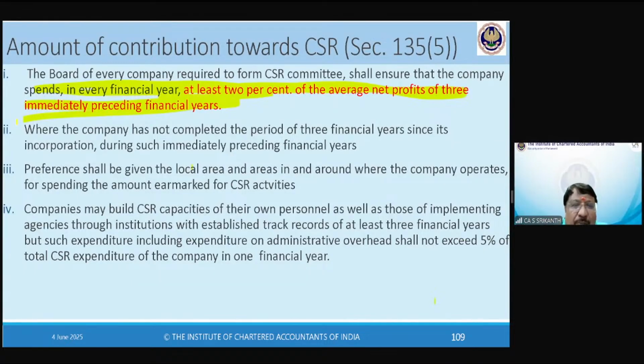Preference shall be given to the local area and areas in and around. Companies may undertake CSR through their own personnel as well as through agencies and institutions. See, I used to do a lot of training for Indian Oil Corporation. Indian Oil Corporation has a national level CSR department headed by a director. They do CSR across India. They have a huge fund. Imagine 2% of the average net profits of Indian Oil Corporation. Huge amount. Tata Group, huge amount. So they have to spend it. In fact, many companies are finding it difficult to spend.